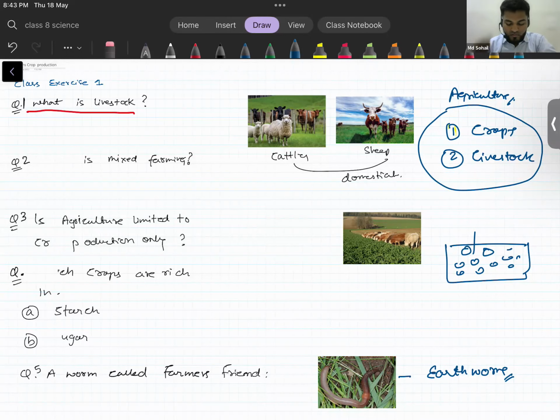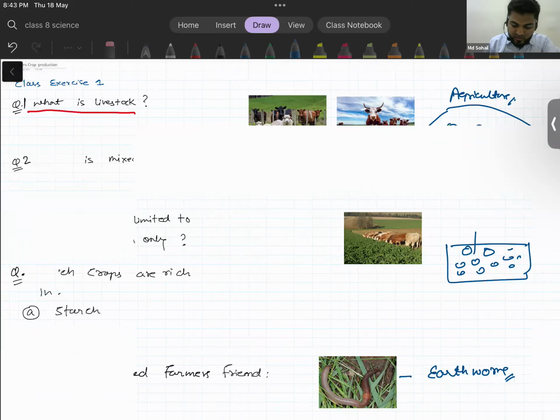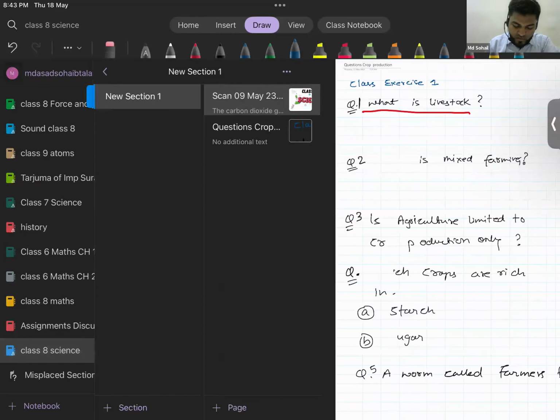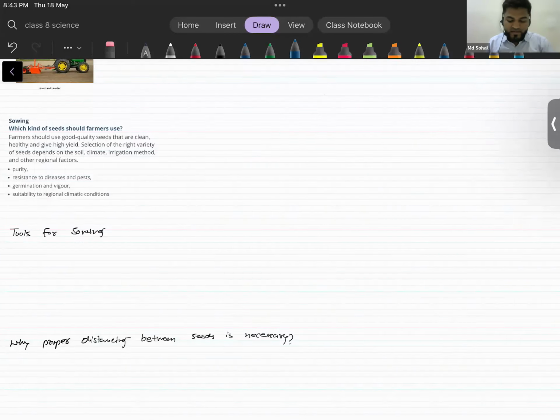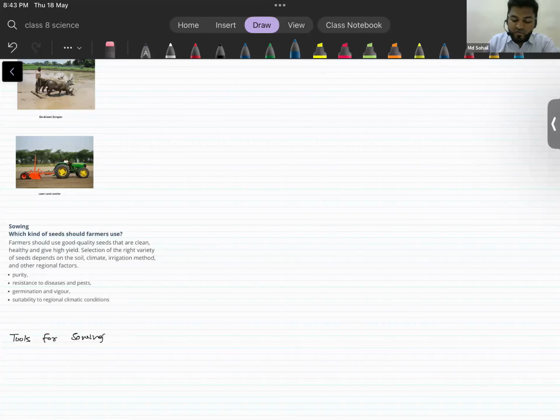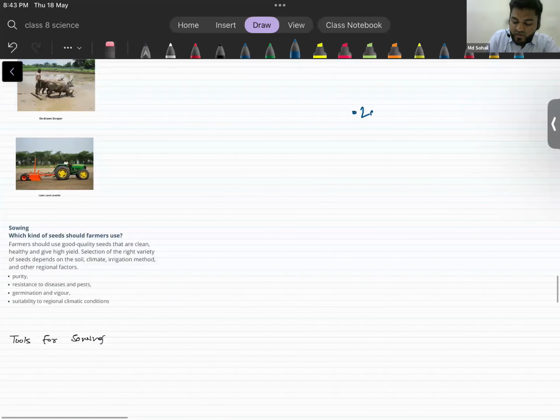Now coming back to our chapter. So today we are going to talk about the next practice after preparation of soil, after we have loosened our soil. The next thing you need to do is the sowing of seeds.